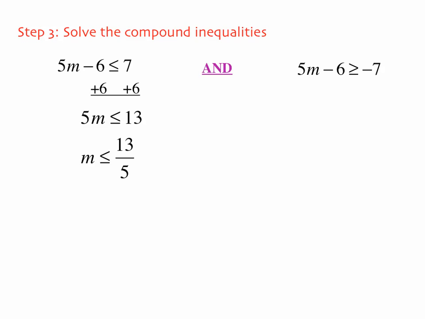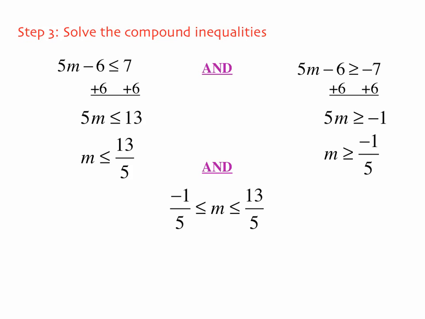Now I have to solve the second inequality on the right. Here, I'll begin by adding 6 to both sides, which will result in 5m is greater than or equal to negative 1, and I'll divide both sides by 5 to get m is greater than or equal to negative 1/5. These 2 solutions are joined by an AND. What this means is that m has to be less than or equal to 13/5 and at the same time greater than or equal to negative 1/5. Another way of writing this is that m is between negative 1/5 and 13/5.